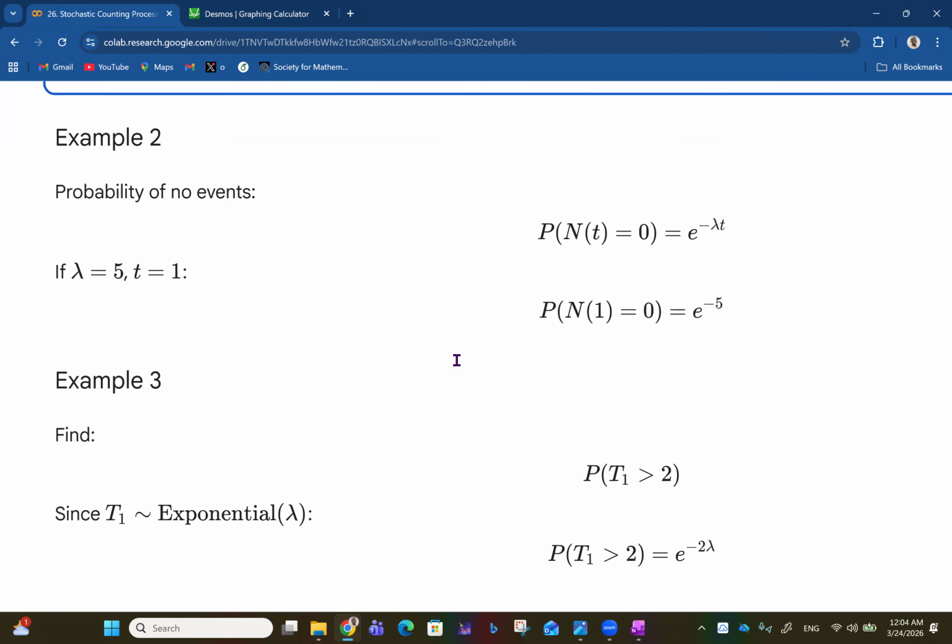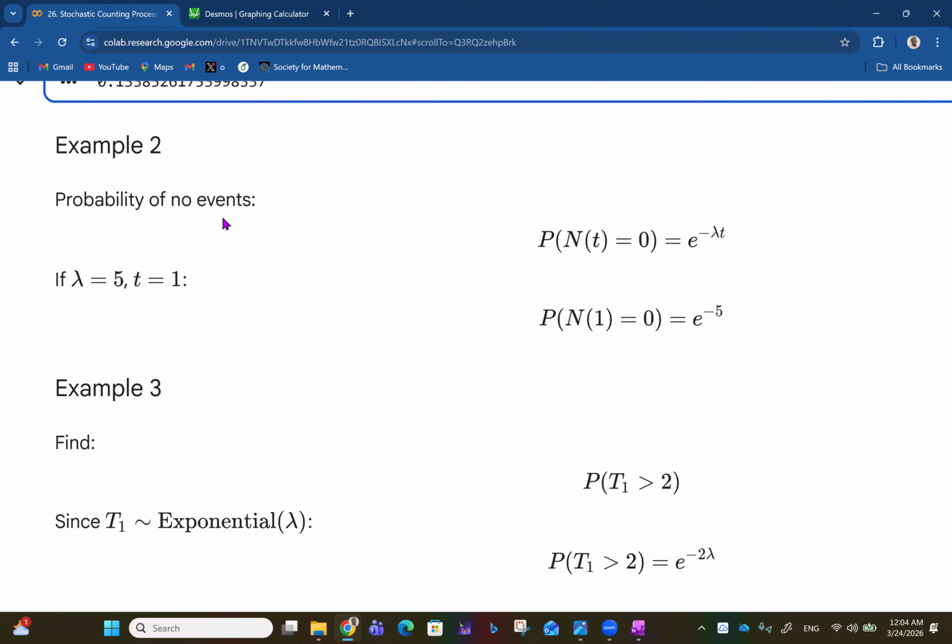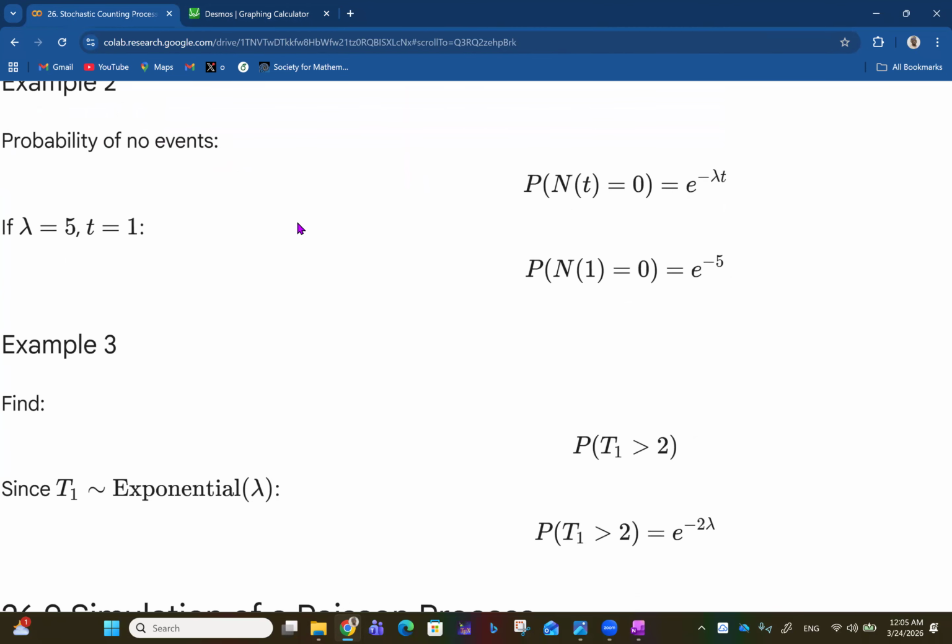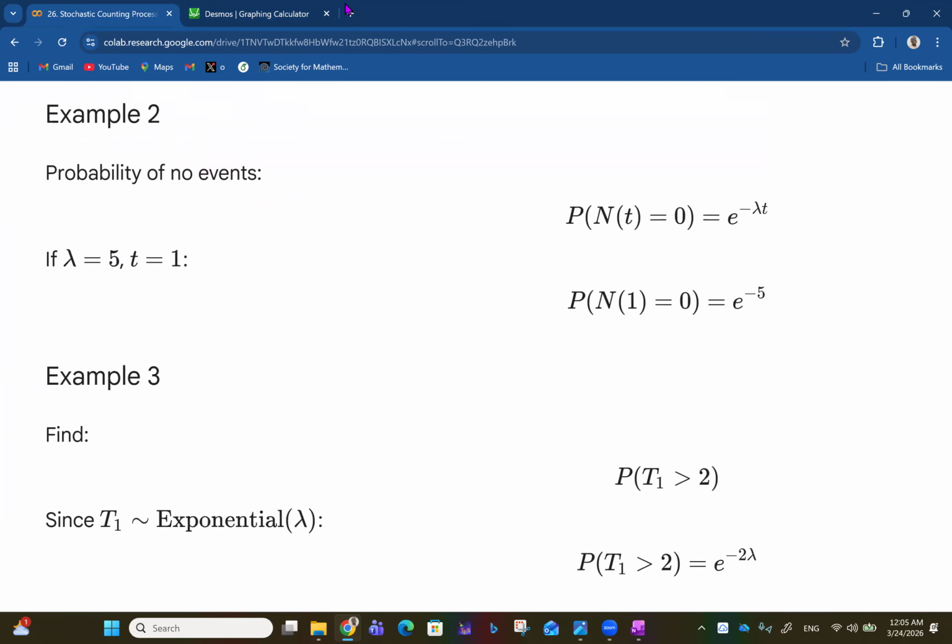So we have example 2. What is the probability of no event? That's the probability nobody arrives on the queue, no email is received, or there's no damage in the system, depending on whatever you're modeling. So that's the probability that N of t is equal to 0. That means k is 0, and that's equal to e raised to power minus lambda t.